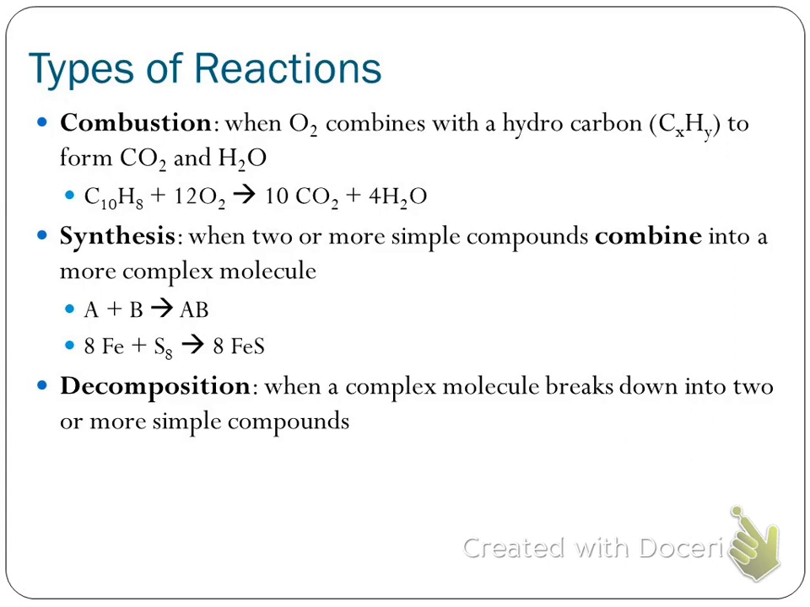If something decomposes, what happens? Yeah, it breaks down, right? So that's what happens. A complex molecule is breaking down into one or more simple compounds. Or simpler compounds, we could say. So it's just a kind of reverse reaction of a synthesis. It's when we start as a complex molecule, AB, and we break it down into A plus B. An example of that is when we break down water to form hydrogen gas and oxygen gas.